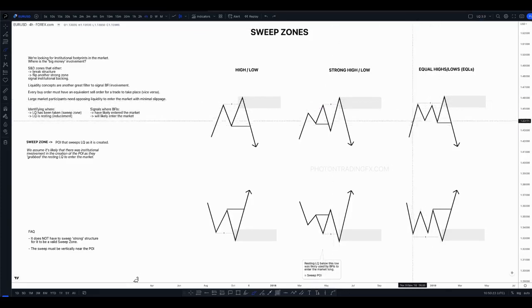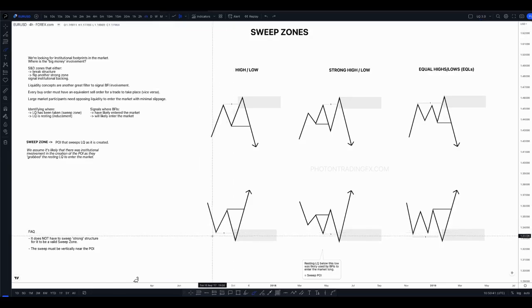And then likewise, same here. If we have a build-up of equal highs, we know there's going to be a lot more liquidity starting to build up behind there compared to if you just had one weak high like that, okay? And that's pretty much it. You don't need to overcomplicate sweep zones any more than that. Kind of just a little FAQ here.